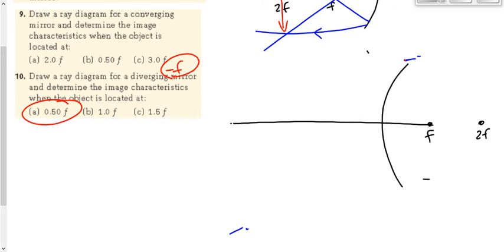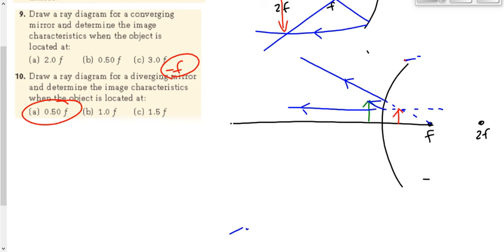We're going to put our object really close to the mirror right here. First ray is going to go parallel and then away from the focal point. Second ray is going to go down toward the focal point, but then it can't make it that far because of the mirror. Extend the reflected ray, and my image will be formed right here.